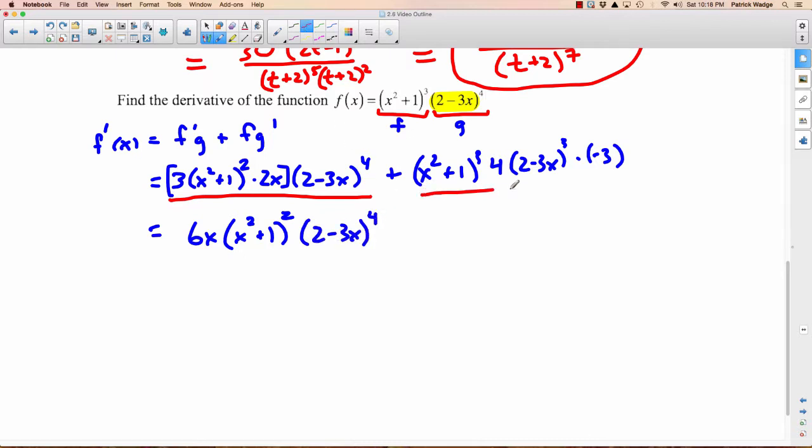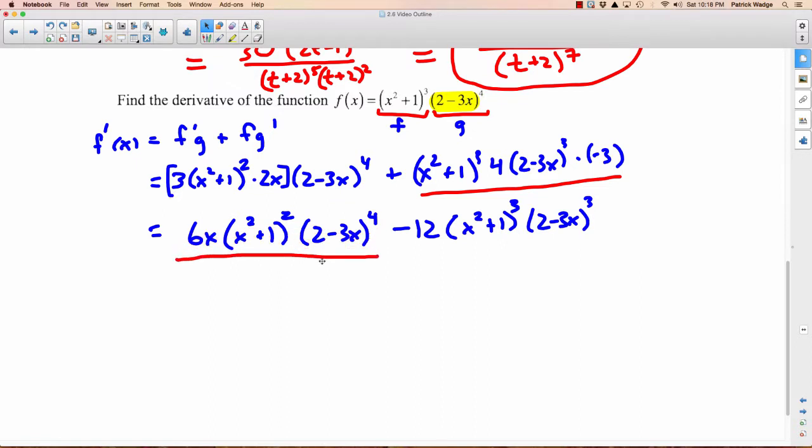Okay, now let's look at this. What can we multiply together here? The 4 and the negative 3. So we get negative 12, and we have x squared plus 1 cubed. I know it's hard to see, but that's a 3. And we have 2 minus 3x cubed. Okay, we're going to factor here, and we're going to factor, same thing if I look at these red lines, the same bit, and this bit, these two bits.